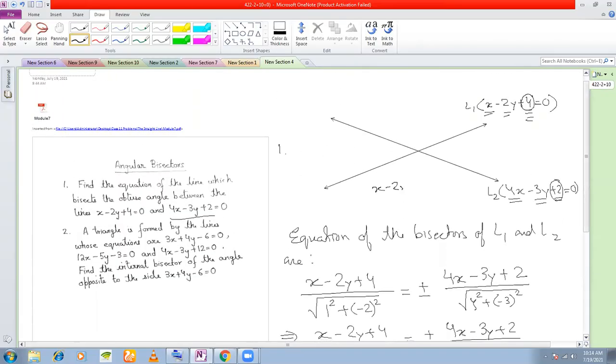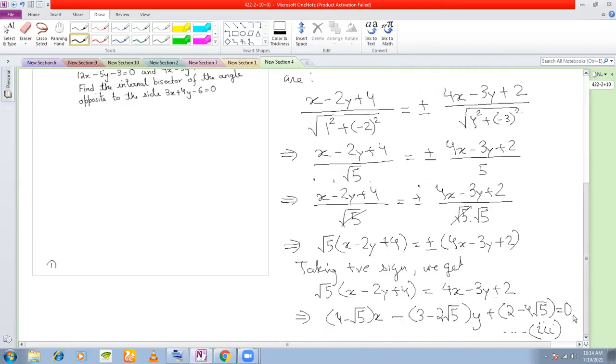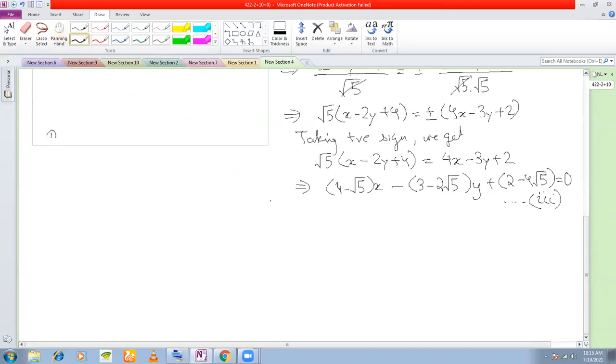X minus 2y plus 4 is equal to 0. Let's call this equation number 1. And let's call this 4x minus 3y plus 2 is equal to 0. Let's call this equation number 2. Okay. So therefore, now we call this equation number 3. Equation number 3 is the bisector of 1 and 2, one bisector.